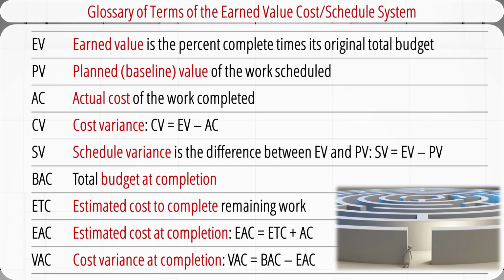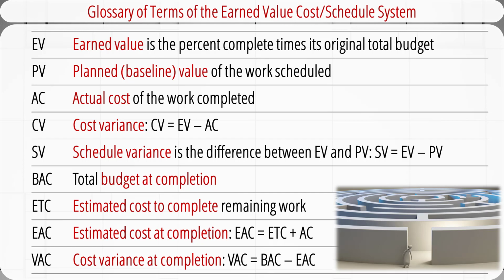To measure the actual cost performance of the project, we can use the earned value cost schedule system. It's an integrated project management system based on the earned value concept that uses a time-phased budget baseline to compare actual and planned schedule and costs. Here is a glossary of terms in this system. EV stands for earned value. It's the budgeted cost of the work actually performed. It's equal to the percentage of work completed times its original total budget.